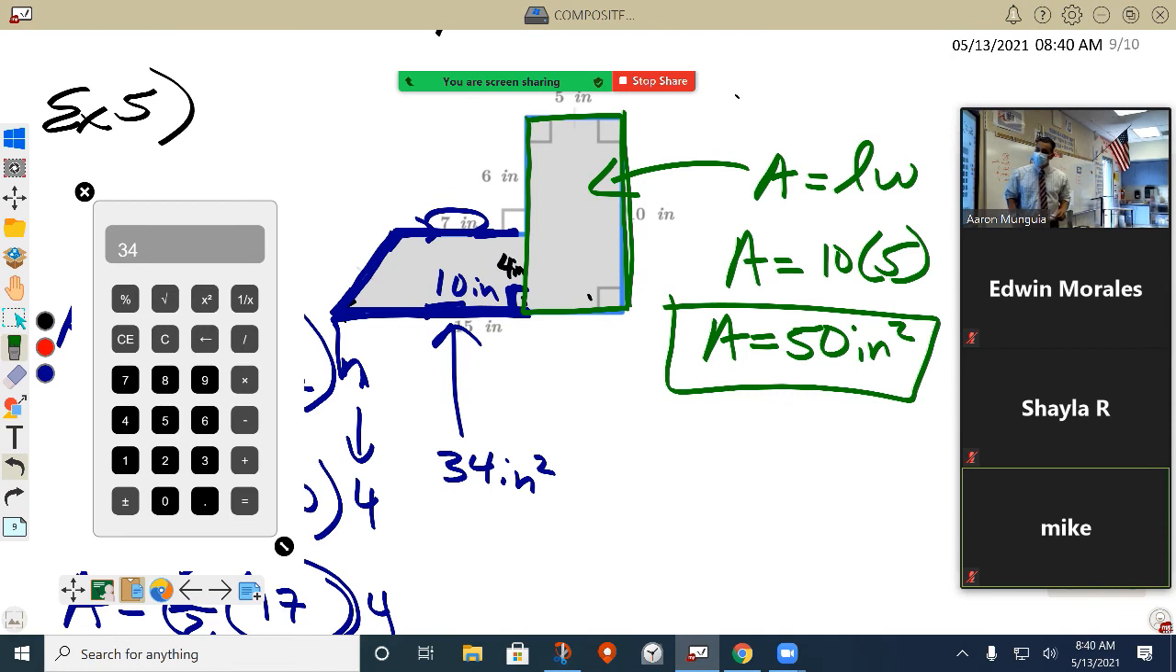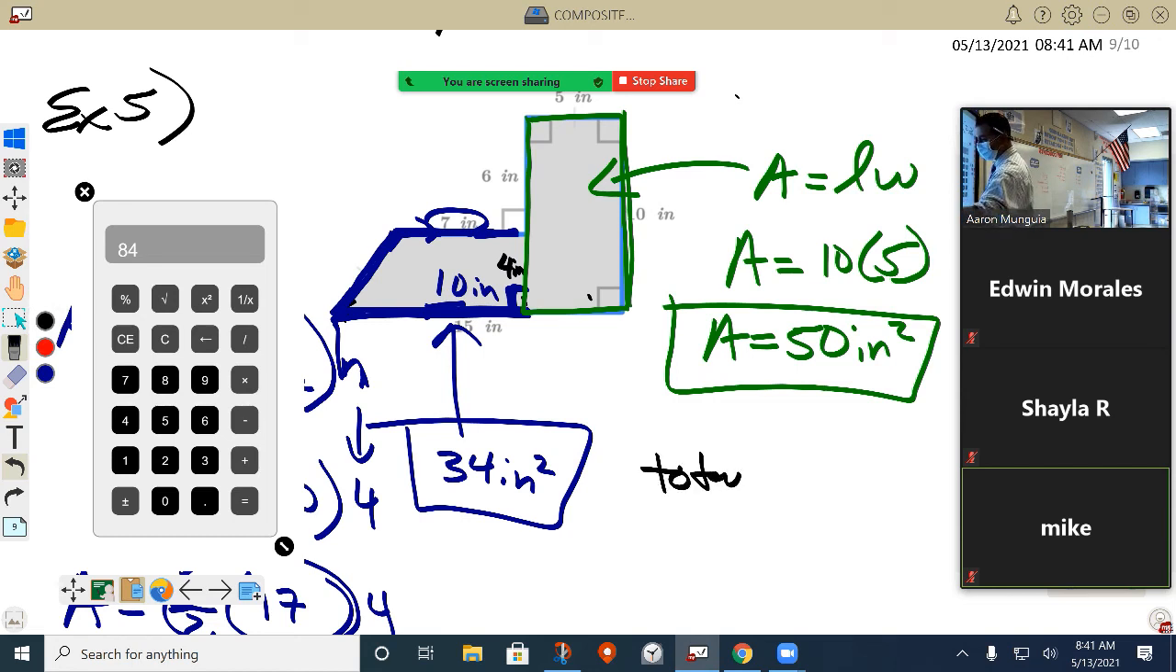Rocking and rolling. I got the area of the rectangle in green. I got the area of the trapezoid right here in blue. I'm going to add those puppies up and we're done. So I got 50 plus 34, 84. Our total area then is 84 square inches. Nice.